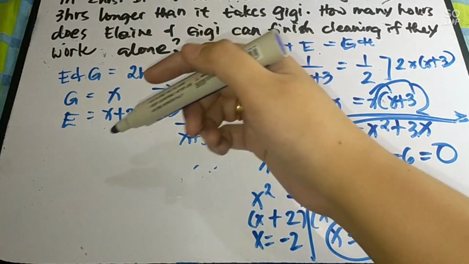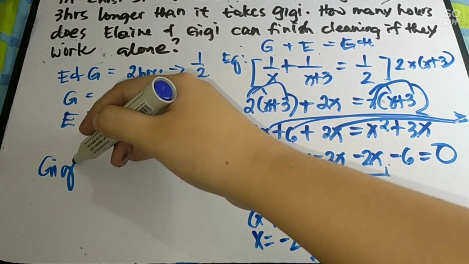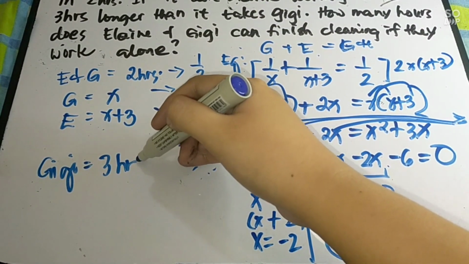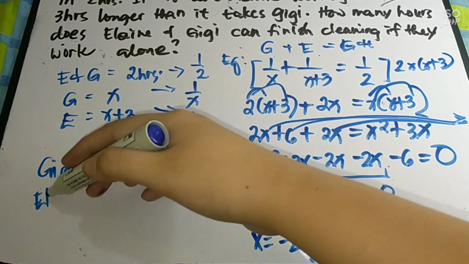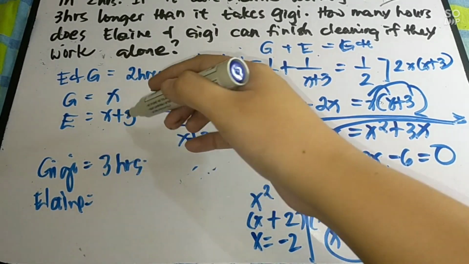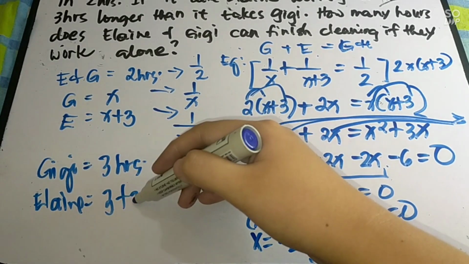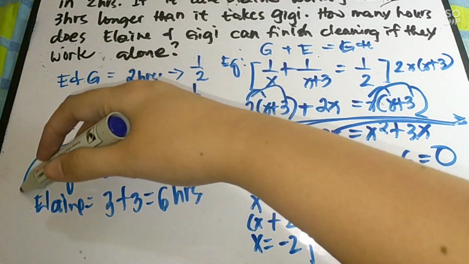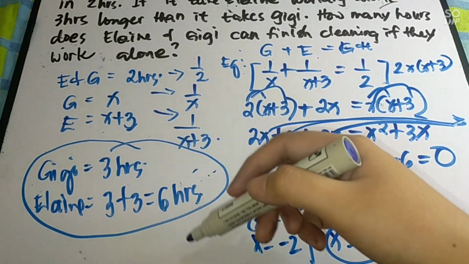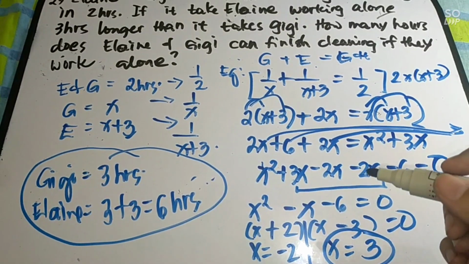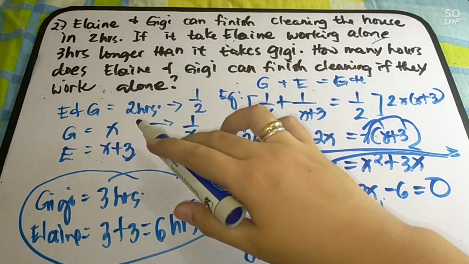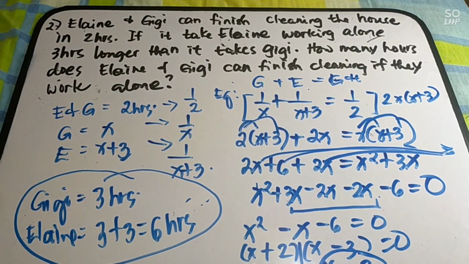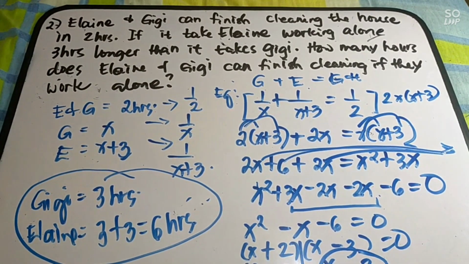Therefore, si Gigi can work alone within 3 hours. Then, si Elaine, for us to have Elaine, yung work ni Gigi, which is 3, plus 3 hours, the answer is 6 hours. So, si Gigi can work alone for 3 hours, and Elaine can work alone for 6 hours. But if they work together, they can work only for 2 hours. Is it clear? So, that is how will you solve for work problem.